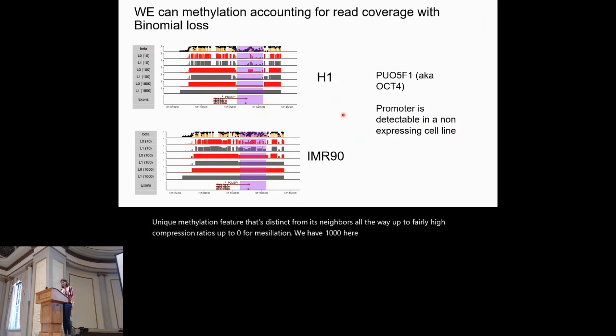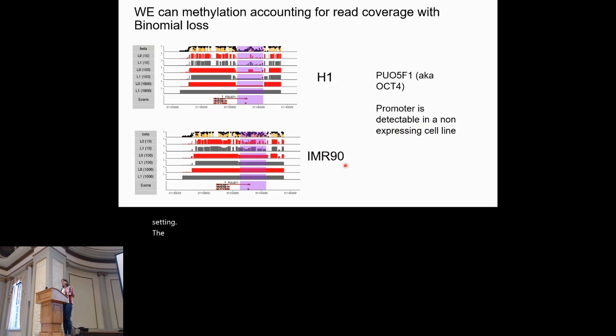But another interesting aspect is that in this setting, where this gene is not expressed, we still managed to identify the promoter. So the promoter is still special. The level change is much, much smaller, but from the methylation perspective, even in this non-expressing setting, the IMR90 cell line knows where the promoter for this gene is. It has a special epigenetic property.